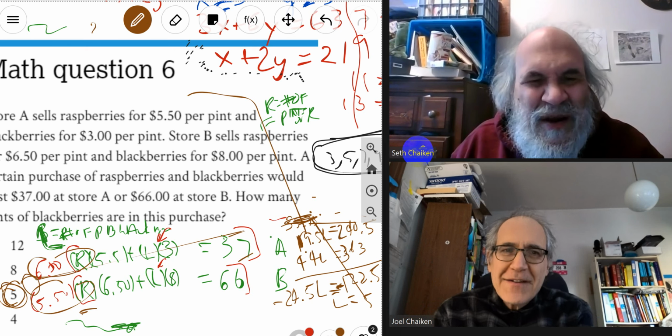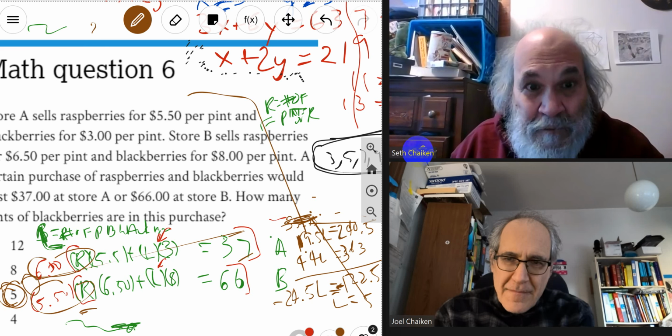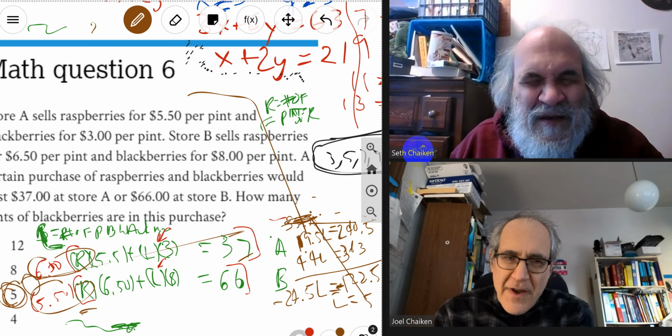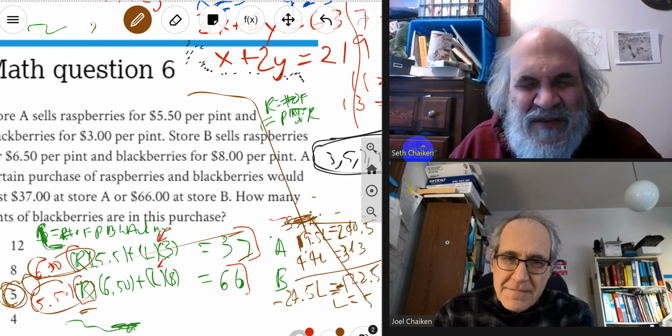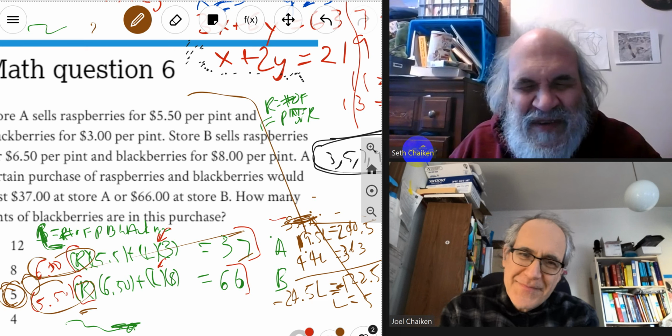But 24 is about 25. 4 times 25 is 100. 5 times 25 is 125. So 5 is a better approximation to the solution. And it turns out 5 is the exact solution.